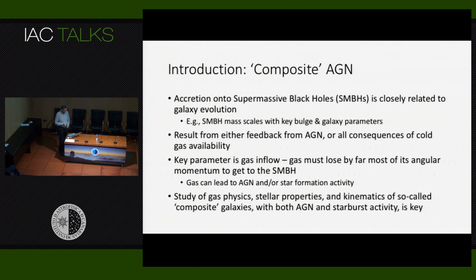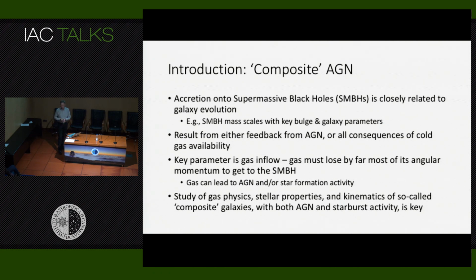A key parameter here is gas inflow. There's enough gas in the disk, and we need a tiny bit of that to fuel the AGN and also the starburst if we have one. But this gas must lose by far most of its angular momentum to get to the tiny scales of the supermassive black hole. And that's a big problem: how to get rid of that angular momentum. There are ways to do it, mostly to do with non-axisymmetries; bars can do it, etc. But again, the supermassive black hole scale, the AGN scale, is so tiny that this really is a problem.